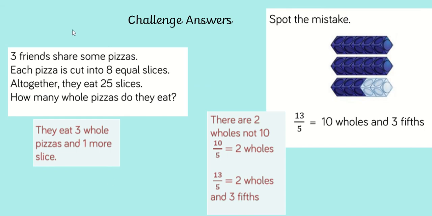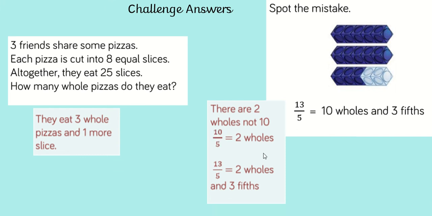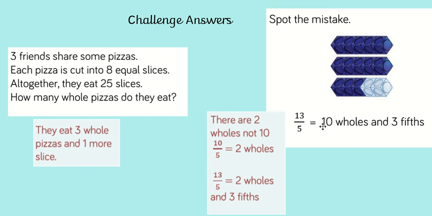Okay, here are our challenge answers. So you would have known with your drawing that they ate 3 whole pizzas and 1 more slice. And then this one, in the mistake, it says 10 wholes and 3/5. There are 2 wholes, not 10 wholes. So if we have 10/5, that is the same as 2 wholes. 10 pieces made up of 5. Okay, so 13/5 is 2 wholes, like we see here, 2 wholes, and then 3/5.